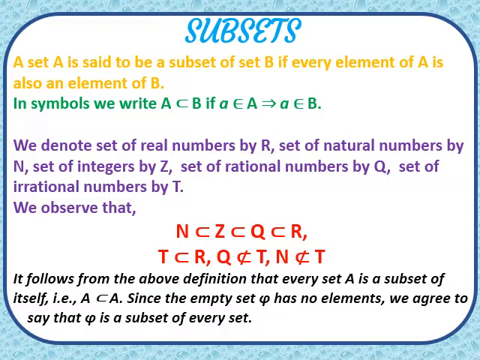It follows from the above definition that every set A is a subset of itself because all the elements of A must be in A also. It means A is a subset of A. And since the empty set phi has no element, we say that phi is a subset of every set. Remember these 2 points, that phi, the empty set, is a subset of every set, and a set is a subset of itself. Clear? So pause and note down the points.